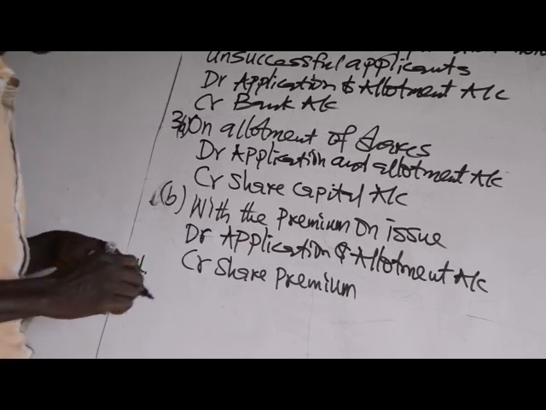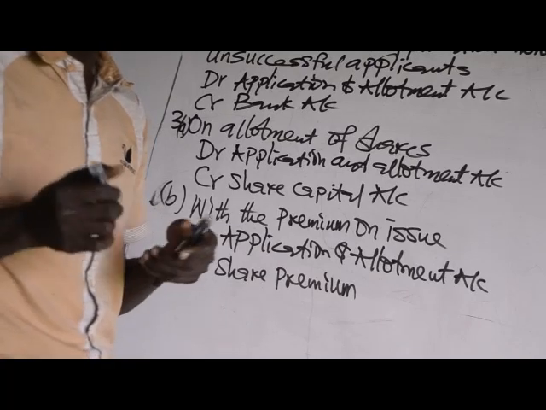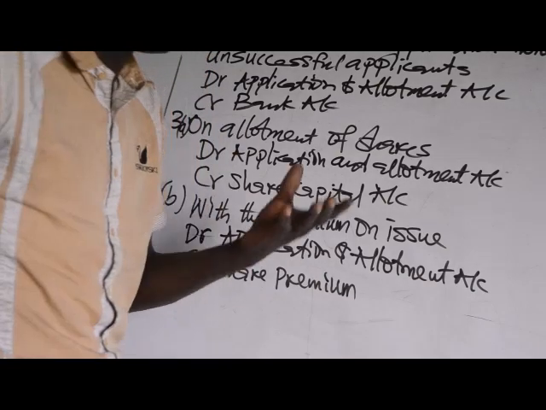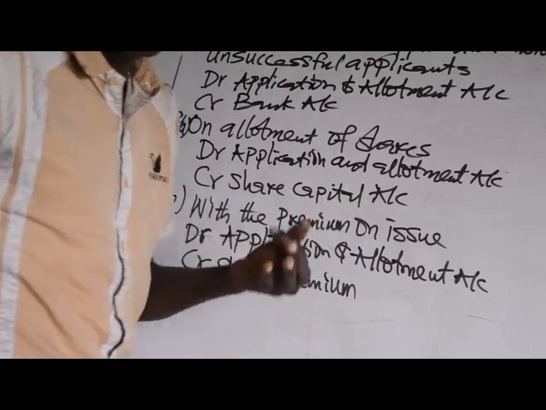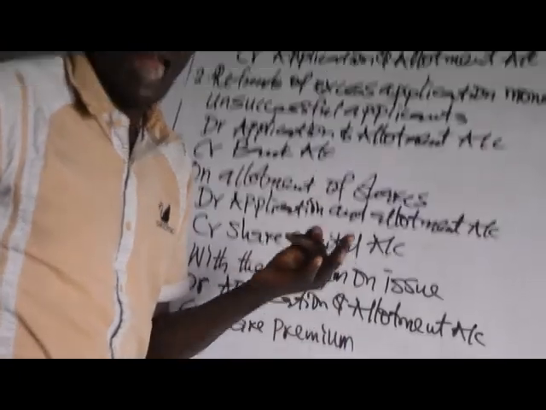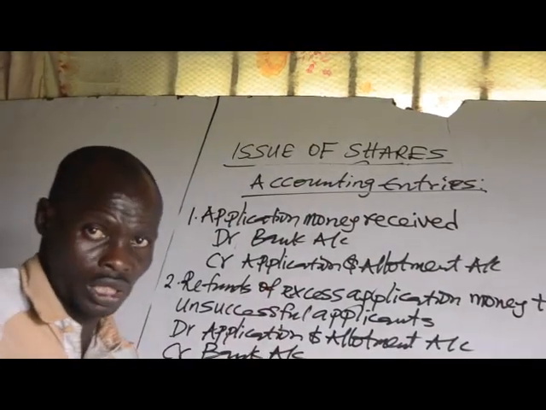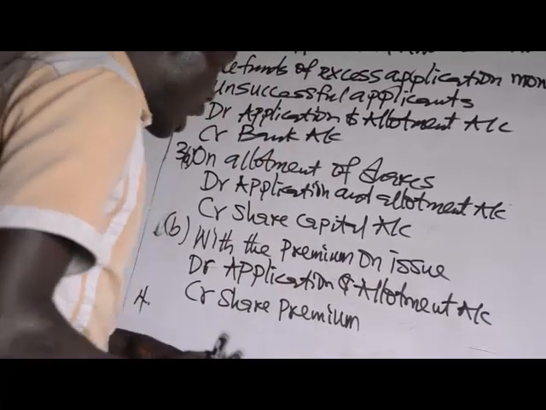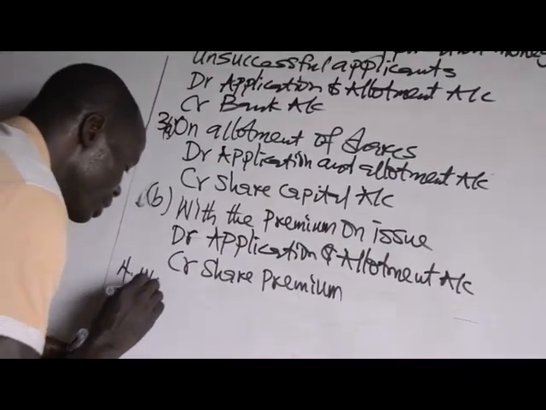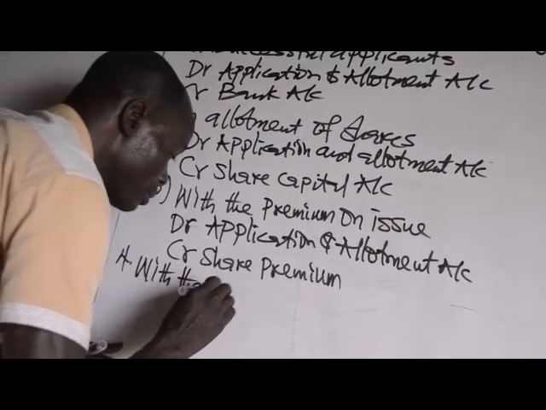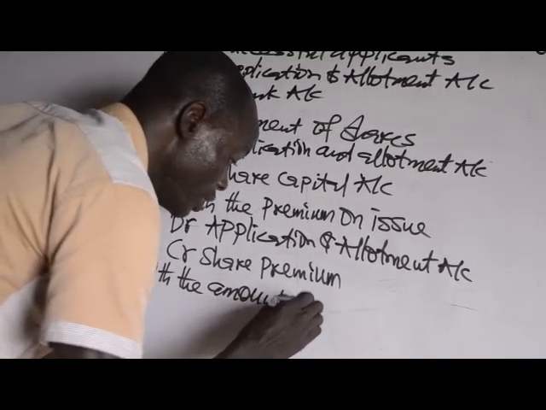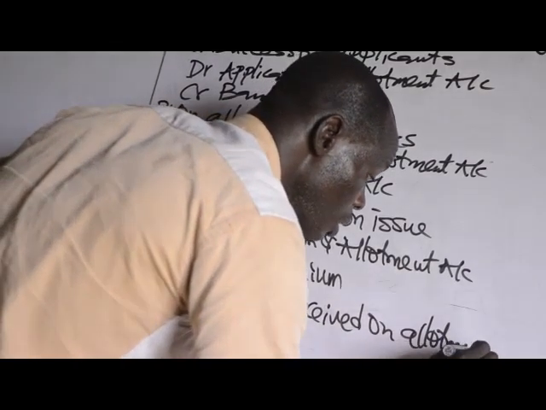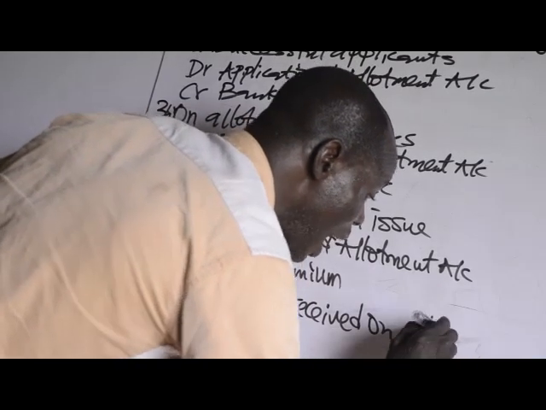Number 4, certain amount in case of shares issued by installment. I've told you that where shares are issued by installment, a certain amount will be received during application, another one will be received on allotment, and another amount will be received on call. Now, with the amount received on allotment.